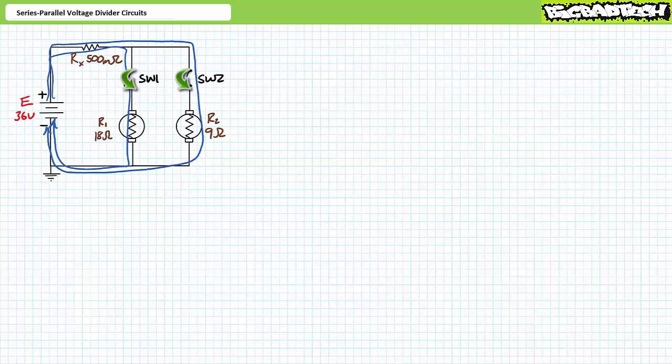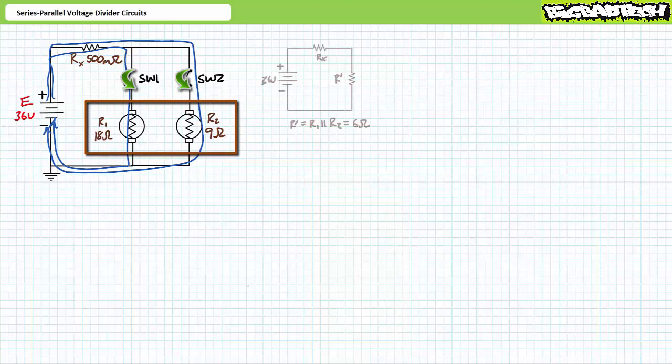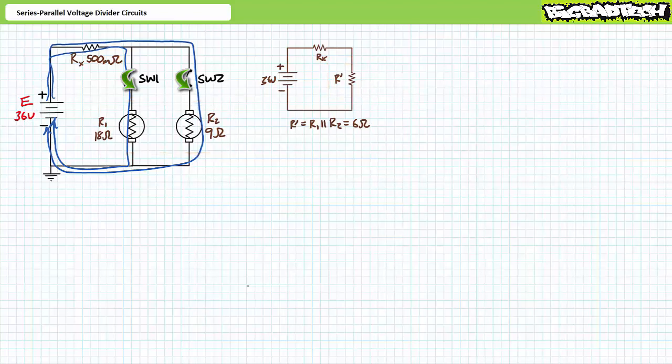2 paths for current exist, and R1 is perfectly in parallel with R2. The parallel combination of R1 and R2, a simplification I'm calling R single prime, has a value of 6 ohms. R single prime is perfectly in series with Rx. An application of the voltage divider rule to the simplified series circuit demonstrates that V single prime is 33.2 volts.